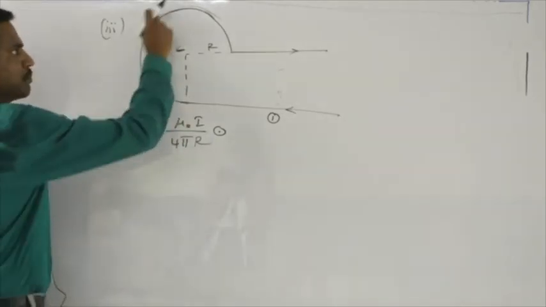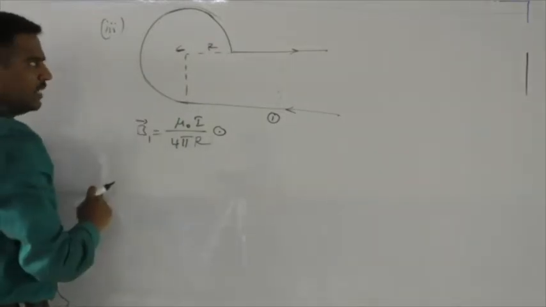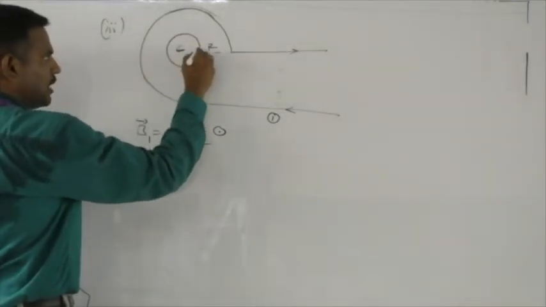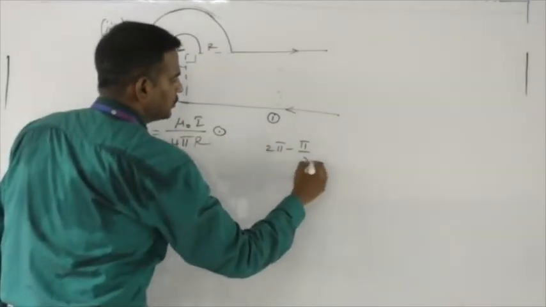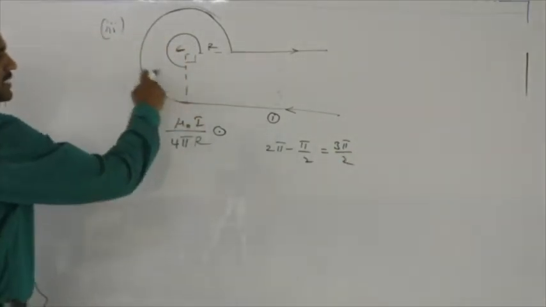Now, what about this part? It is an arc and it should subtend some angle at the center. What is that angle? This angle is 90 degrees. Therefore, this whole angle will be how much? 2 pi minus pi by 2. How much is it? 3 pi by 2. That is the angle subtended by this arc.